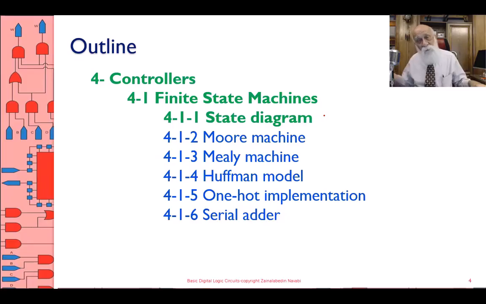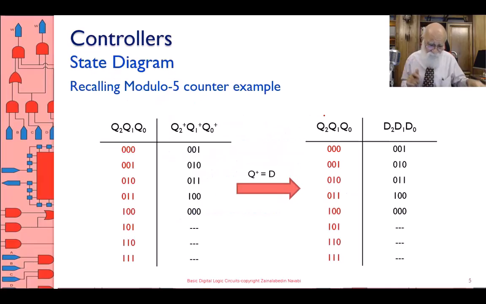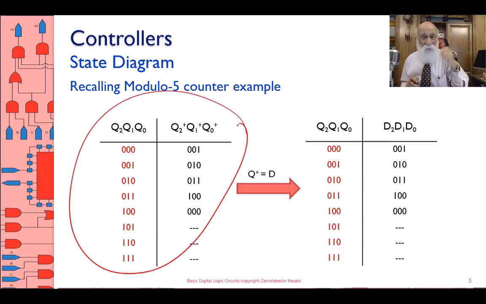All right, so let's start with what we have already seen. I start with terminology. What we have already seen is that at the end of the flip-flops, we talked about a modulo 5 counter, a counter that goes from 000 to 001, 001 to 010, and so on. For that counter, we took the transition table, then we said let's use the D flip-flop, and we turned it into Q2, Q1, Q0 and their next states.